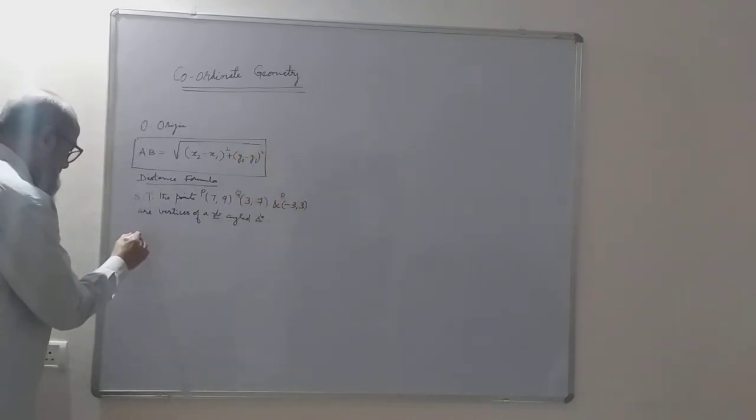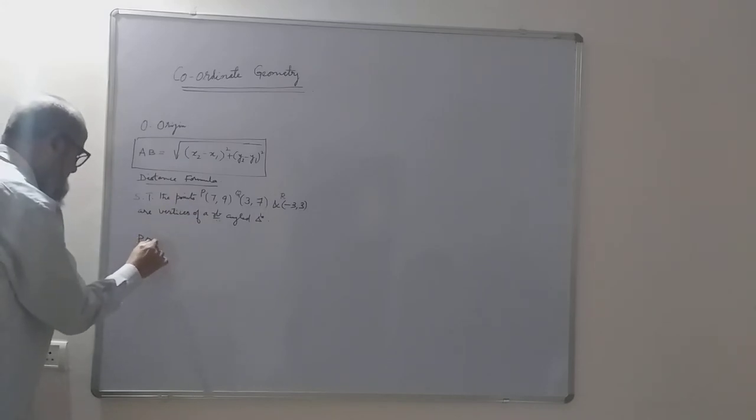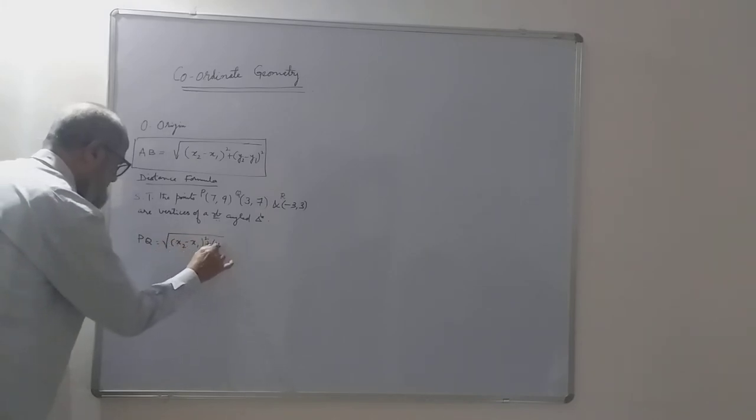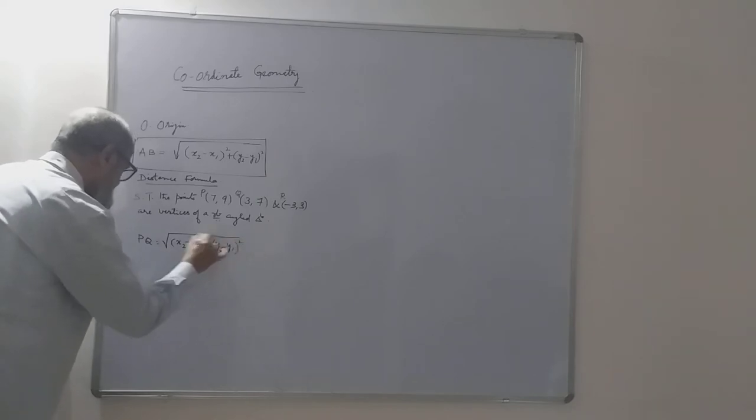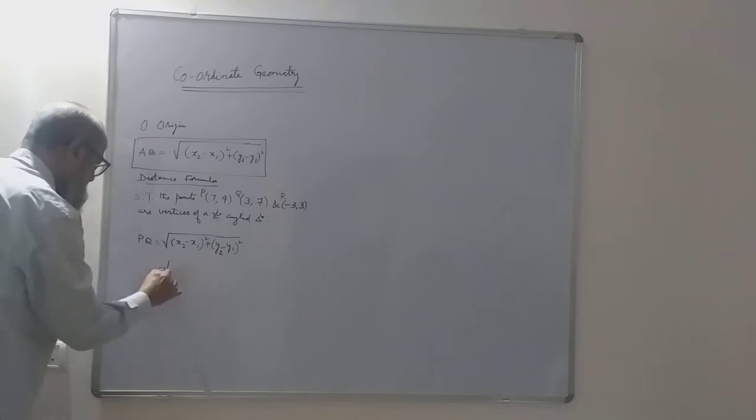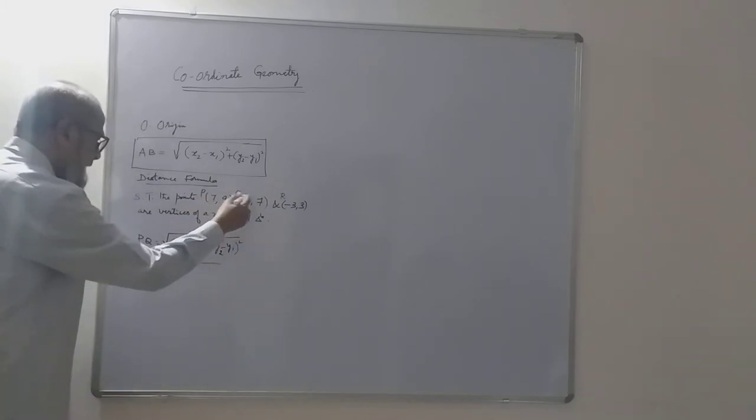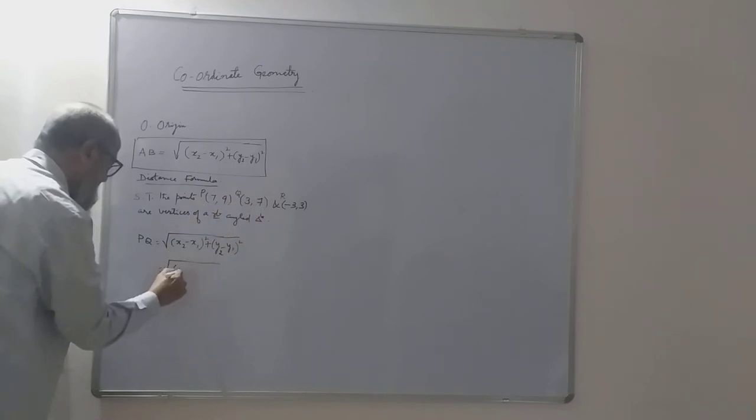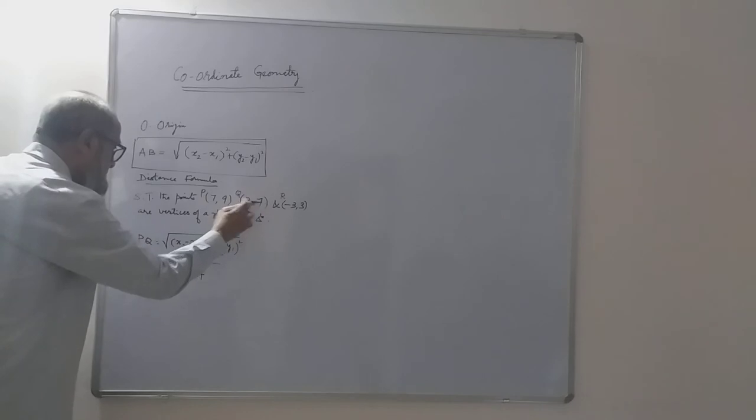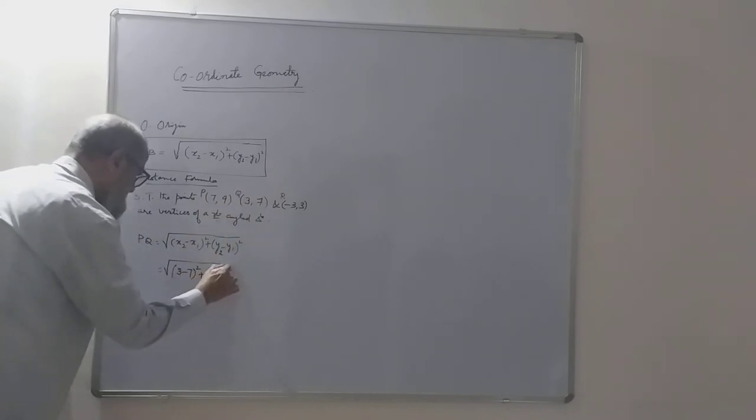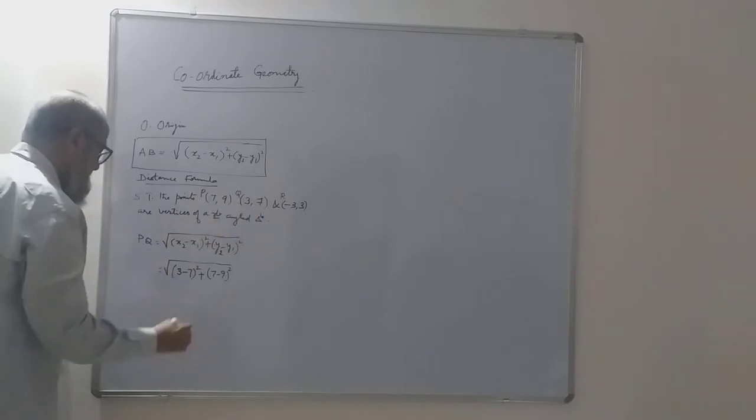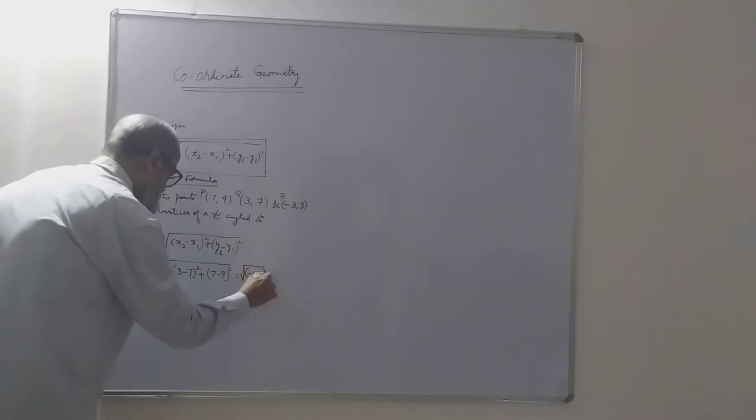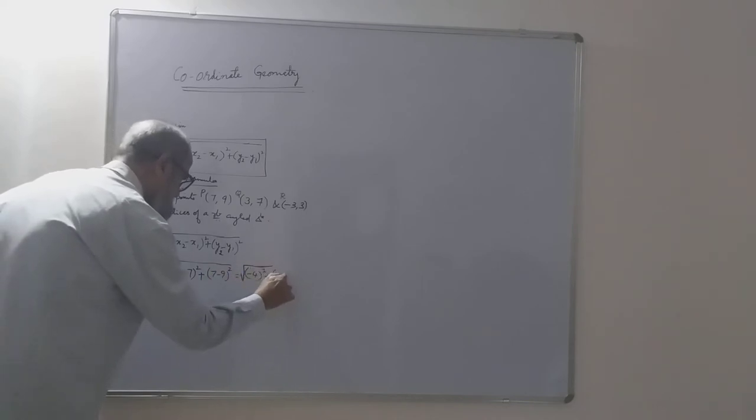Now, first I will find out the length of PQ. The formula is same. Square root of (x2 minus x1) the whole square plus (y2 minus y1) the whole square. This is the formula for finding the length of PQ. One of them I will take as x1, y1, and the other one will be taken as x2, y2. So if I have taken this as x2, y2, 3 minus 7 the whole square plus 7 minus 9 the whole square. This will be square root of 3 minus 7 is minus 4 the whole square plus this is minus 2 the whole square.